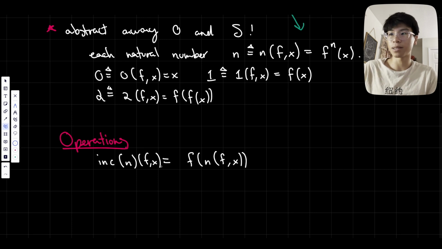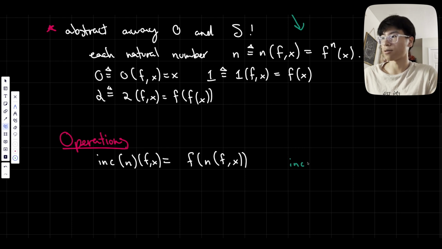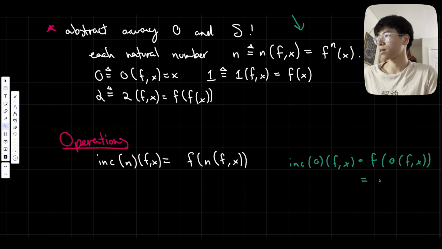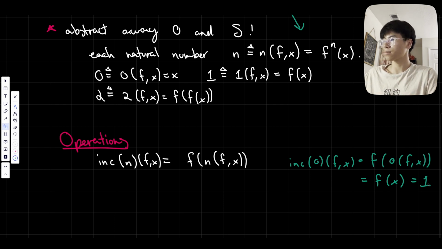So now when we apply increment to n, we should probably try some examples. What happens when we try to increment 0? If we try to increment 0, we'll get f of 0 taking in parameters f and x. We remember that 0 simply just returns x by itself. So this is f of x, which we know is defined to be 1. So we see that if we increment 0, we get 1. Okay, brilliant.